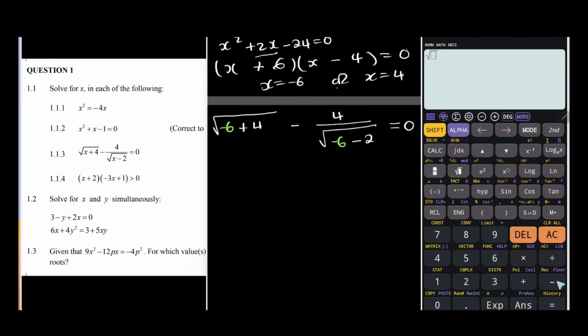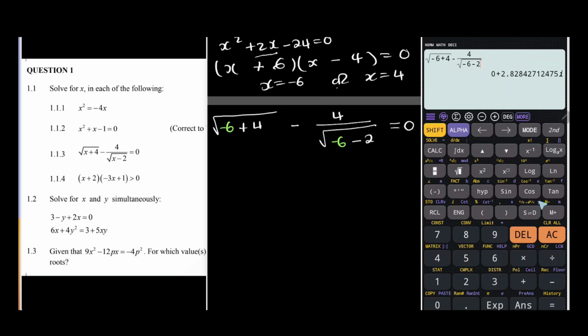Okay, so we're just saying the square root of negative 6 plus 4, and then make sure you just press the side button to come out of the square root, minus, and then we have a fraction, then we have 4 over the square root of negative 6 again, minus 2, and I can already see that that's not going to work out well, because that is going to be a negative number. That's negative 8, square root of negative 8, which is going to make this undefined. Here as well, you can see that we have a negative 6 plus 4. So 4 minus 6, that's going to be negative 2.